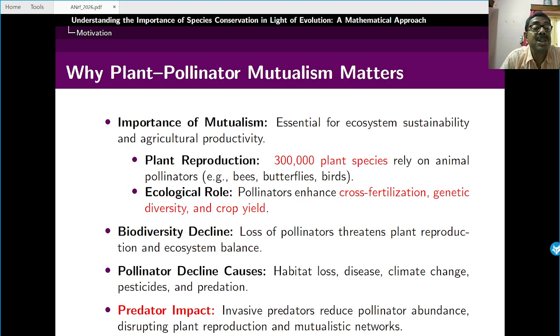First, why plant-pollinator mutualism matters. This is the importance of mutualism, essential for ecosystem sustainability and agricultural productivity. In plant reproduction, 3 lakh plant species rely on animal pollinators. The ecological role is that pollinators enhance cross-fertilization, genetic diversity, and crop yield. There is a biodiversity decline due to loss of pollinators, and pollinator decline causes habitat loss. Predator impact: invasive predators reduce pollinator abundance.